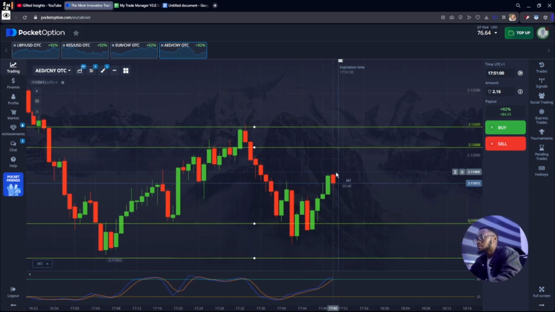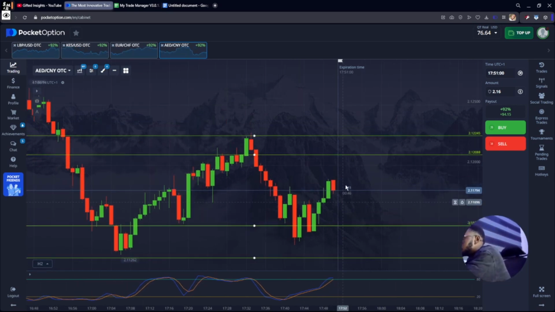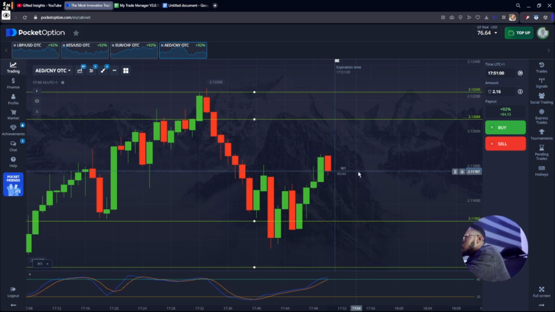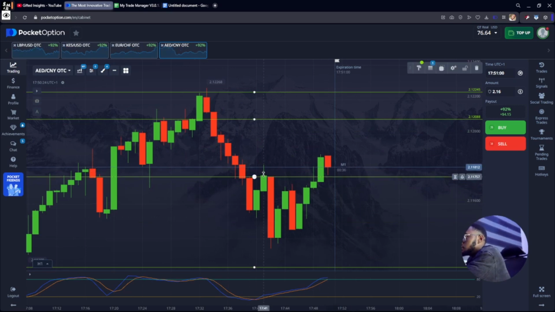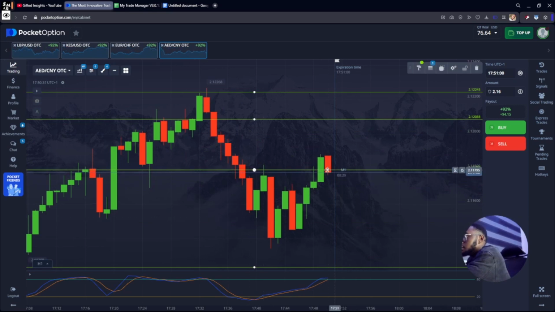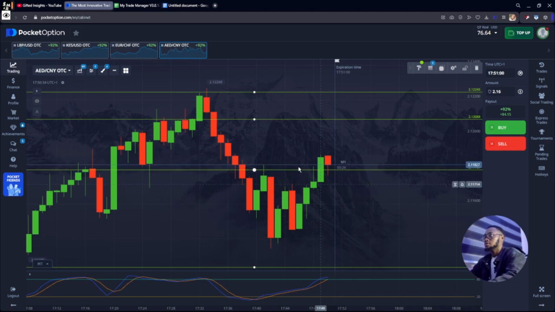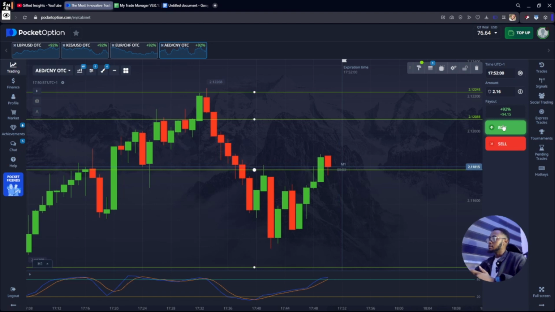Now, if you look closely, I could see a rounded number here. If prices respect this rounded number, it's safe to go with buyers. So we just wait. I hope my system lag will not make me make an incorrect entry. Oh, my system lag. I'm not taking it. I could have taken it, but my system lagged.